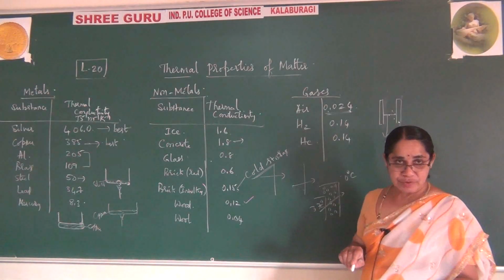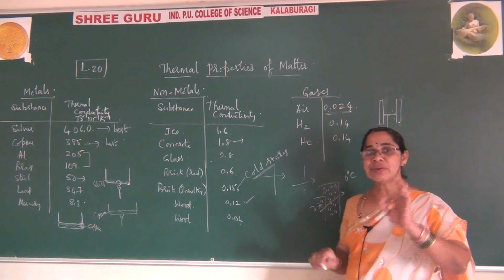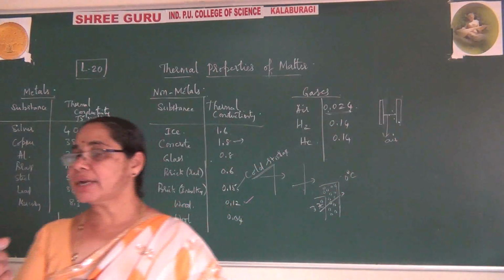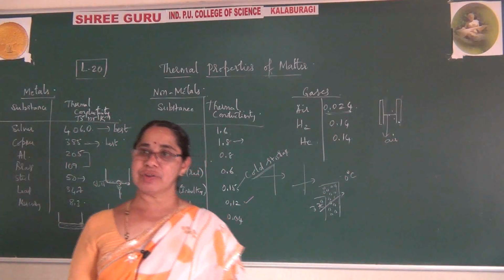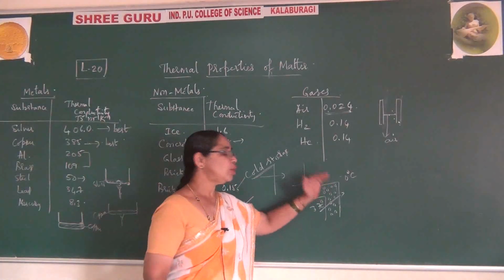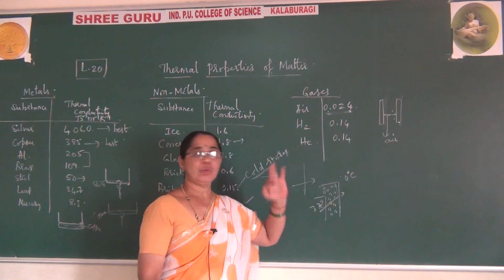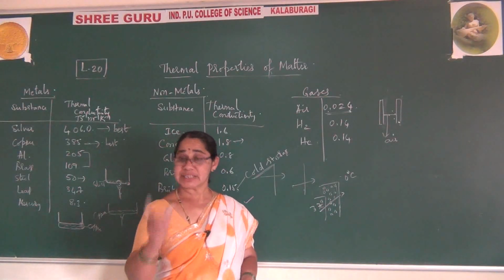Wool is a bad conductor of heat. Similarly, that woolen sweater will have small pores, and through the small pores air will be entering into it, and air is a bad conductor of heat. Then no amount of heat will be escaping outside. It will keep us warm to wear woolen clothes.